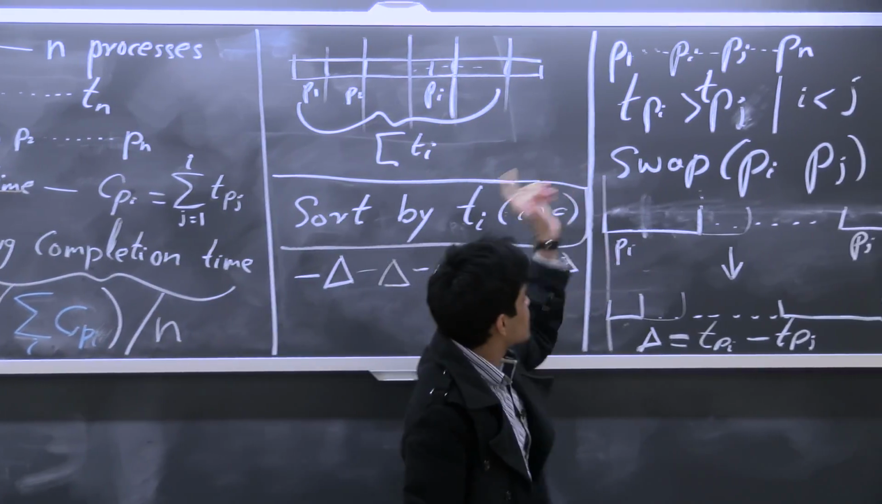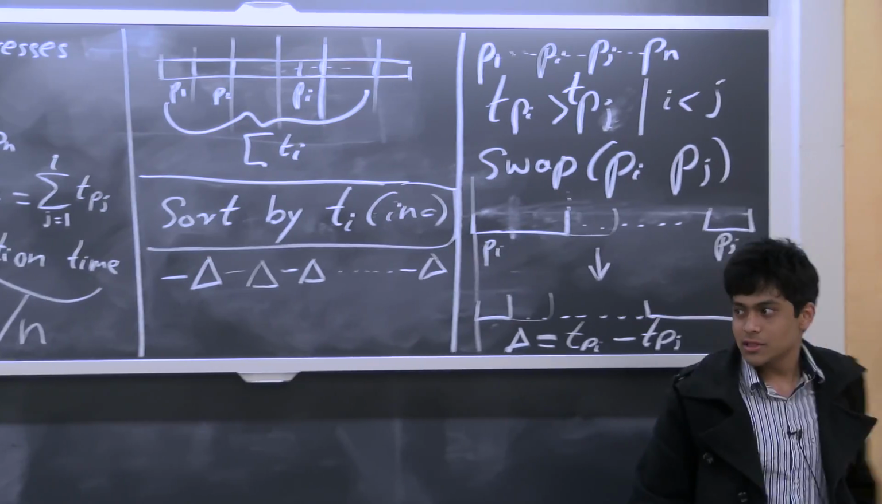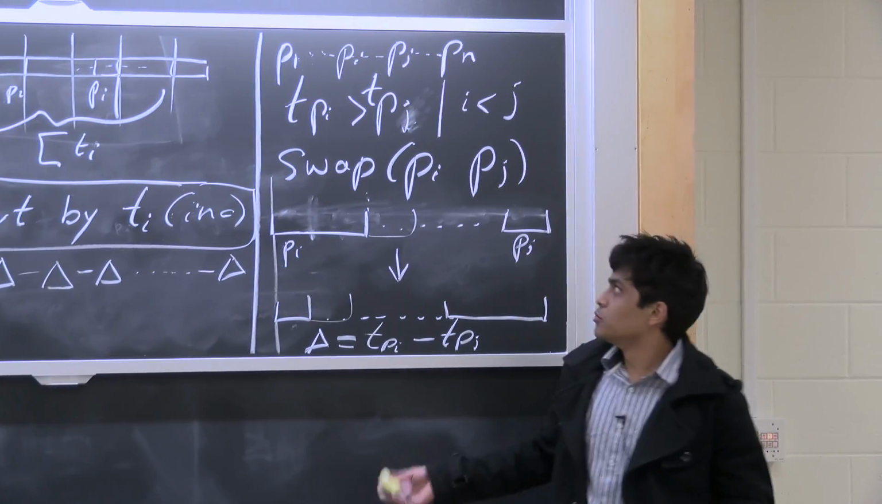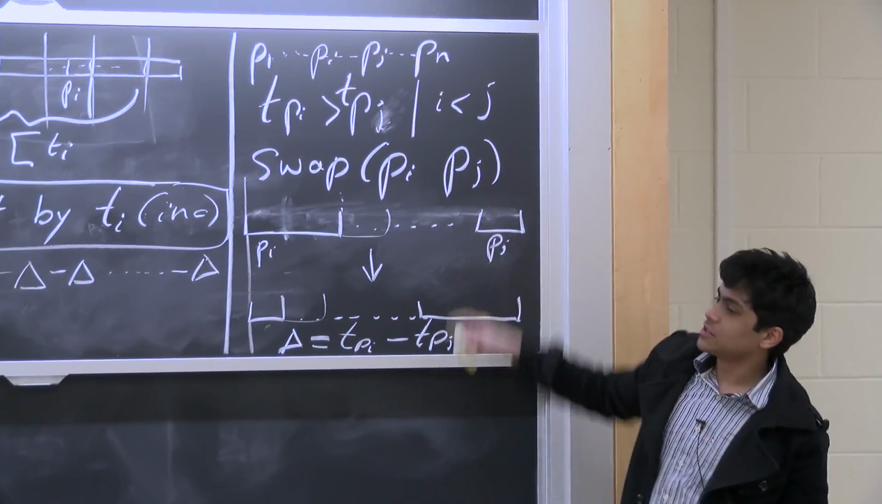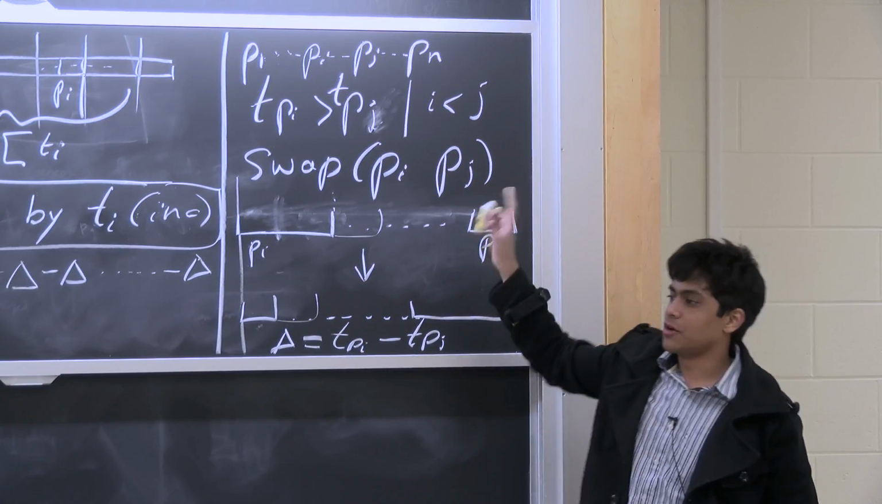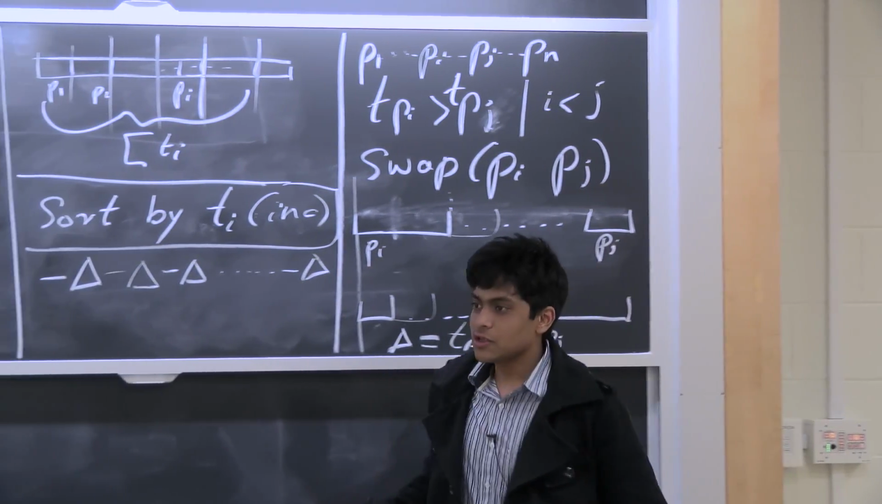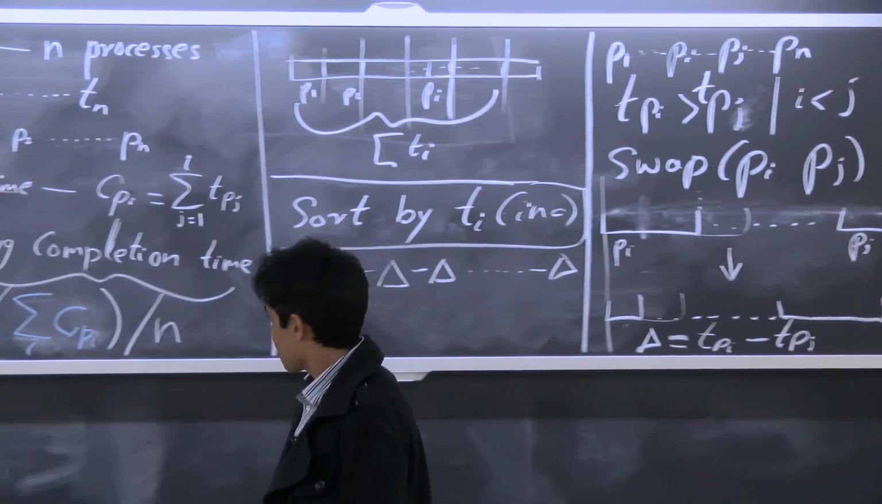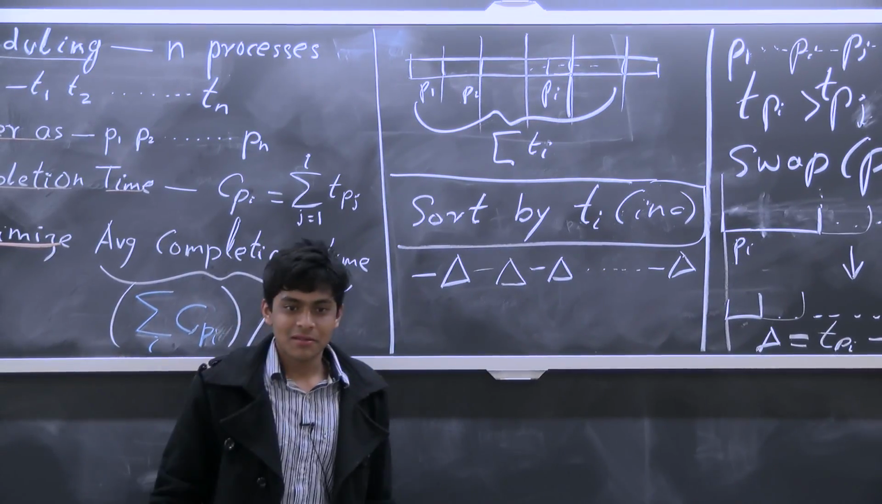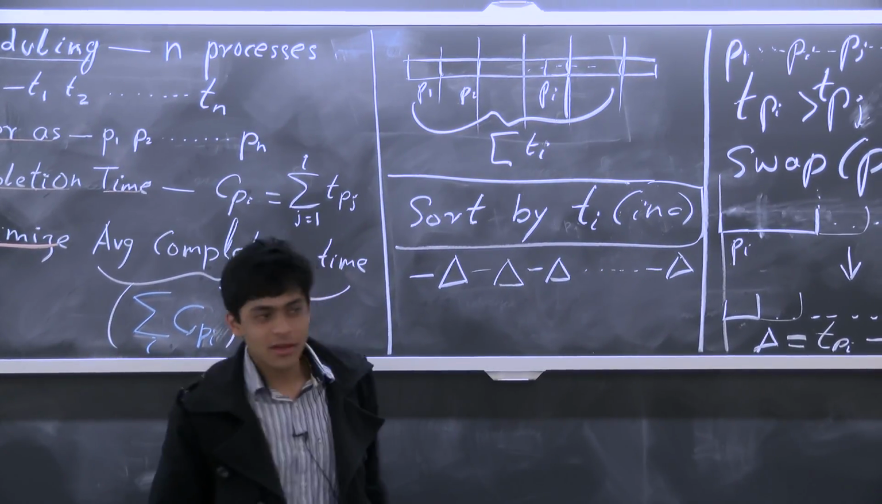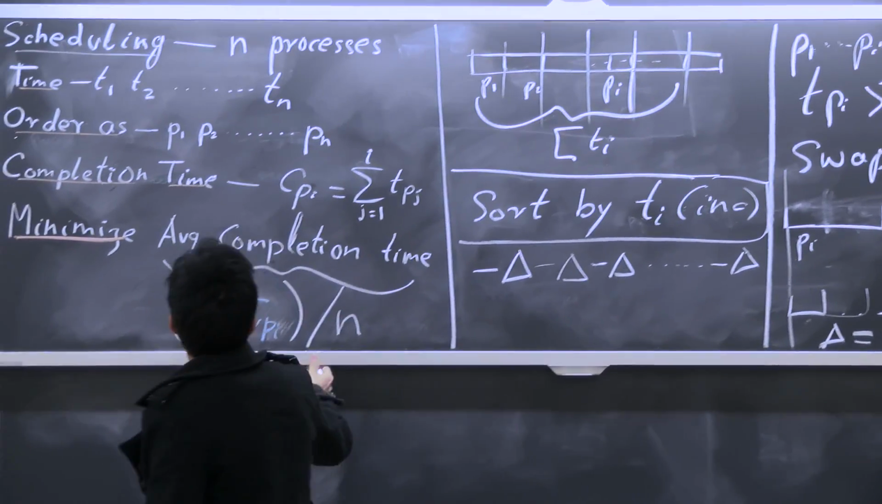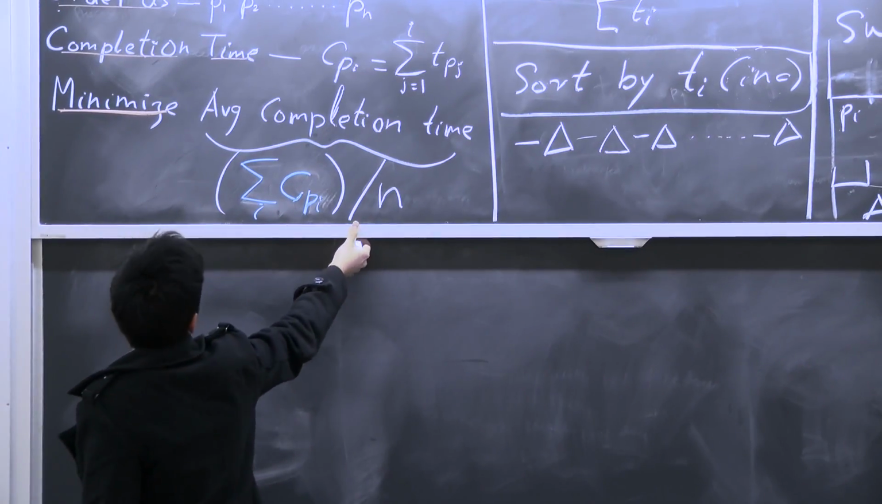So the claim that that sequence was an optimal solution is wrong. You can always do better by swapping two inversions. Something that is out of sorted order is called an inversion. So if you swap an inversion, you always get a better result. Okay? Does that proof make sense? All right. So that's a slightly more interesting algorithm.